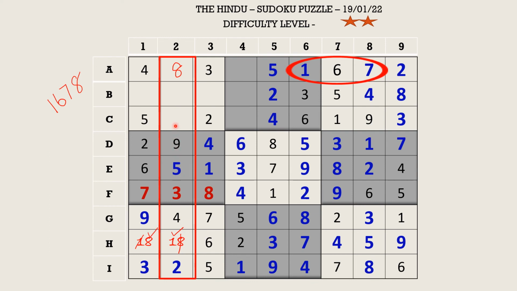In row C, there is a 6 blocking. Now the remaining numbers in column 2 are 7 and 6. Since the 6 is blocking here, C2 takes 7 and B2 takes 6.